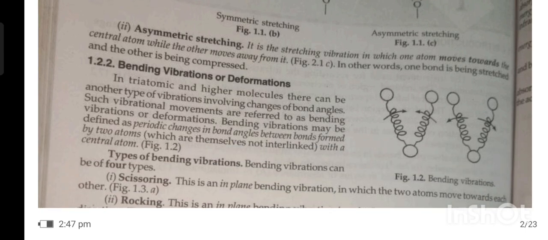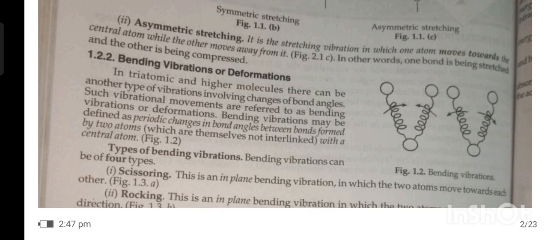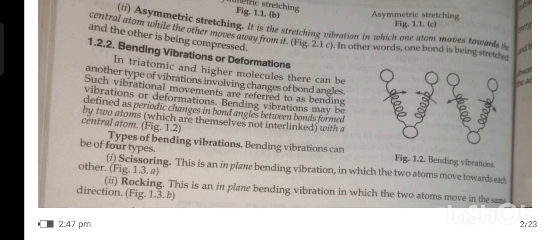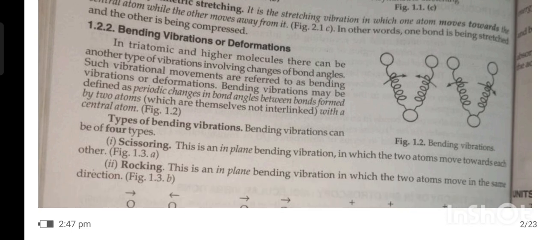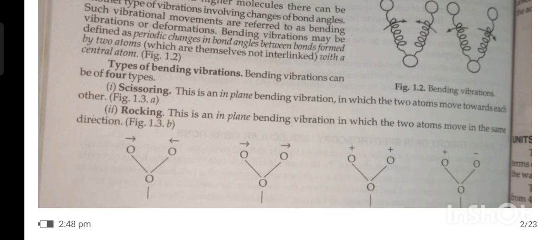Bending vibration or deformation. In triatomic and higher molecules, there can be another type of vibration involving change of bond angle. Such vibrational movements are referred to as bending vibration or deformation. Bending vibration may be defined as a periodic change in bond angle between bonds formed by two atoms with a central atom. Types of bending vibration. Bending vibration can be of four types.